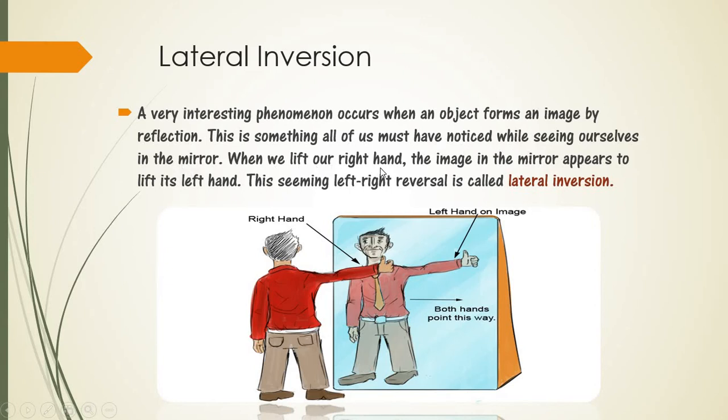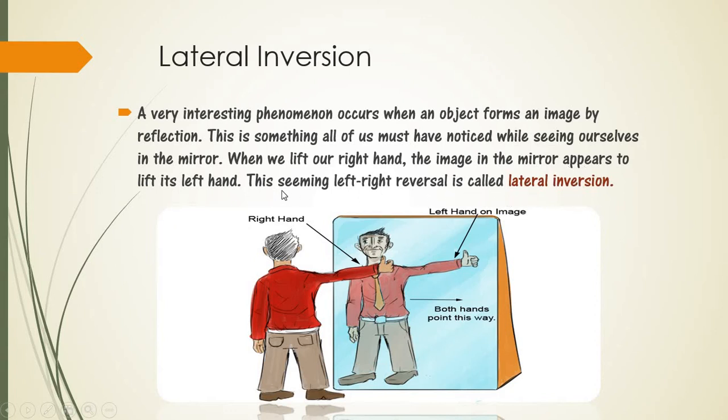When we lift our right hand, the image in the mirror appears to lift its left hand. As you can see, this person is lifting his right hand, but in the mirror the image appears to lift his left hand. So when we lift our right hand, the image in the mirror appears to lift its left hand. And this seeming left-right reversal is called lateral inversion.